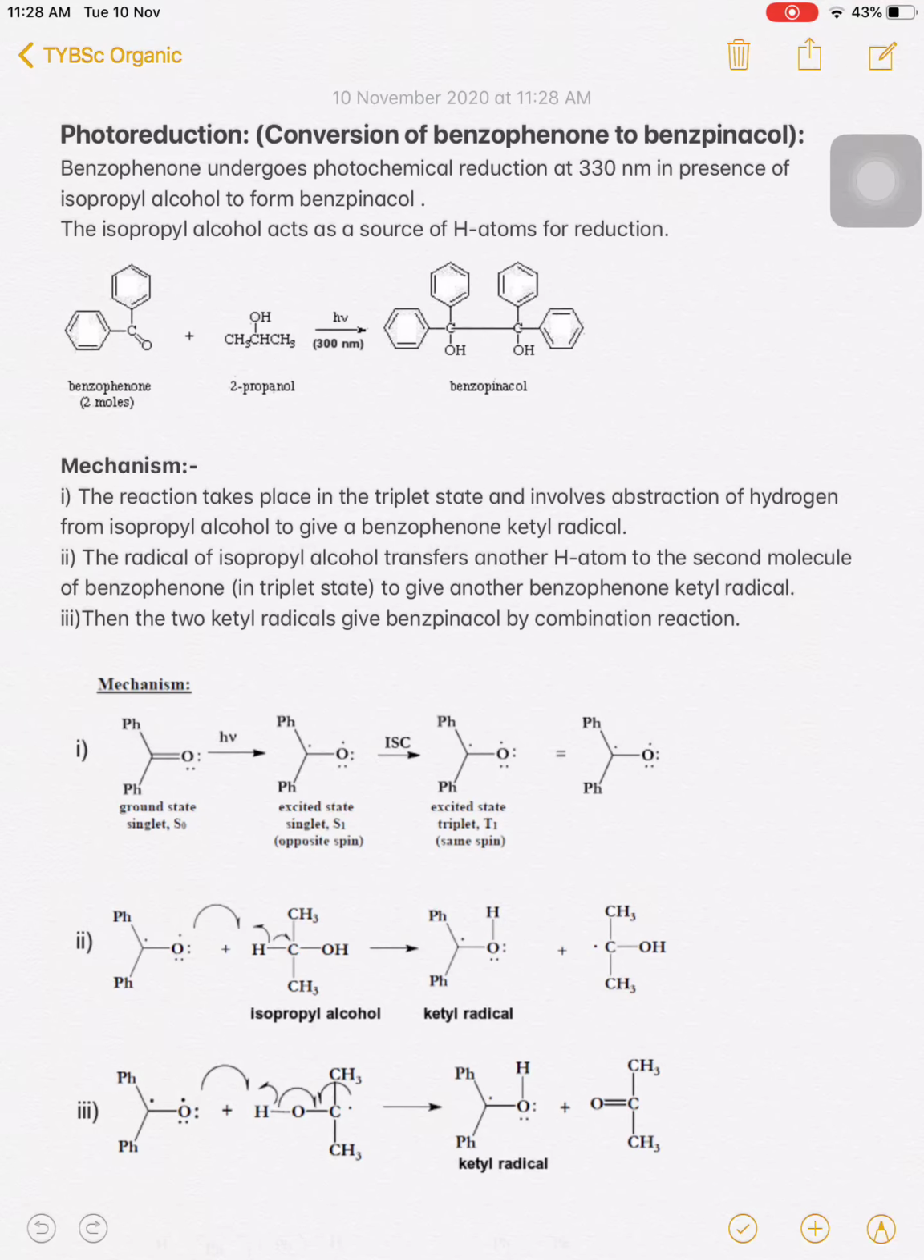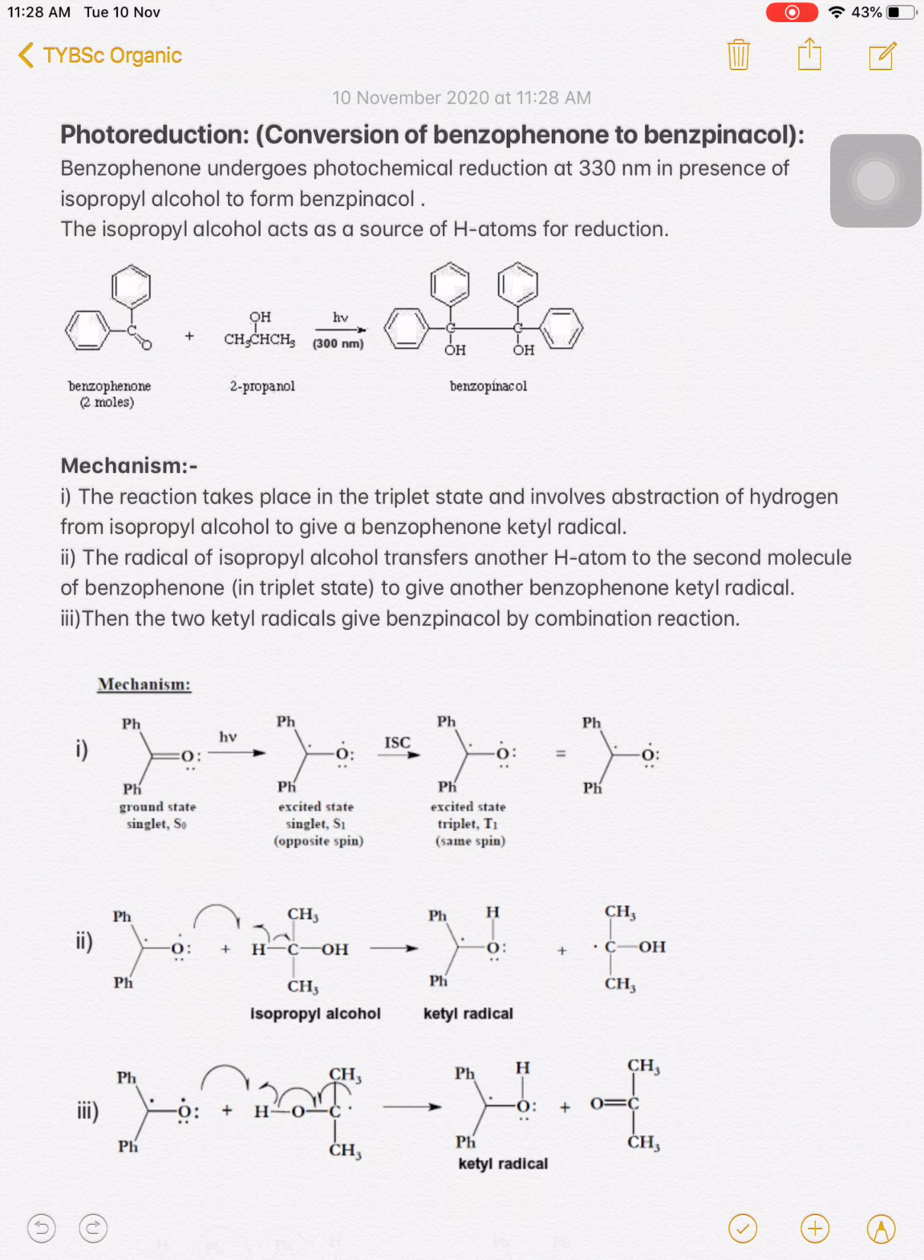Dear students, in this lecture we are going to start the photoreduction point. This is the last point of this topic. So in photoreduction, the example is the conversion of benzophenone to benzpinacol. So benzophenone is converted into benzpinacol. This is a reduction reaction.